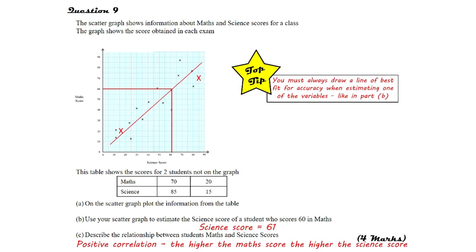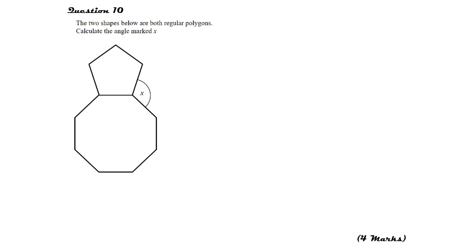So my top tip for this one is always to make sure you draw a line of best fit for the accuracy when you're estimating one of the variables. Remember, your line of best fit is not a line that goes through the most points. It's the line that best fits the trend of your data. Question number 10.